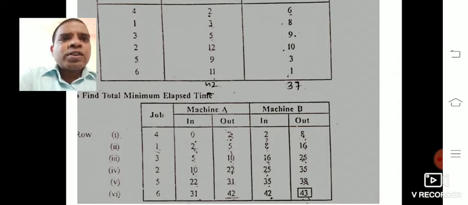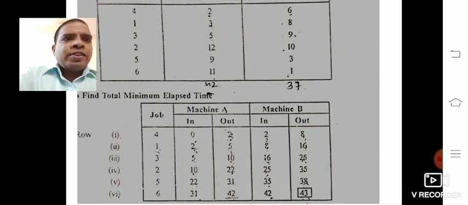Similarly write down for the second job. The in time is 10, because the exit time of the third job on machine A is 10, so the entering time for the second job on machine A is 10. Now see here, the processing duration under machine A is 12, so 12 plus 10 is 22. After 22 minutes the second job comes out from machine A.